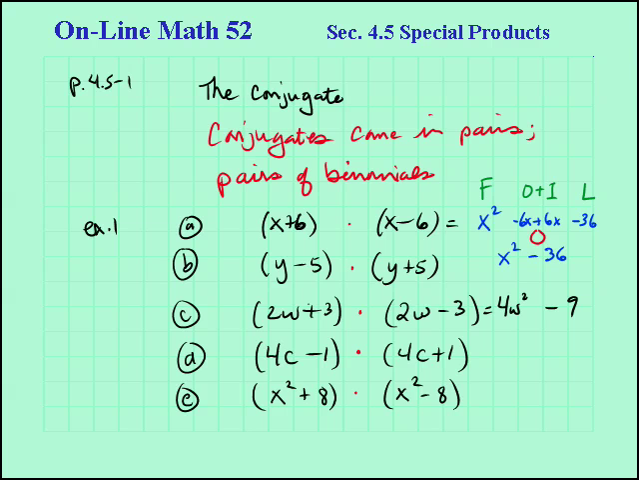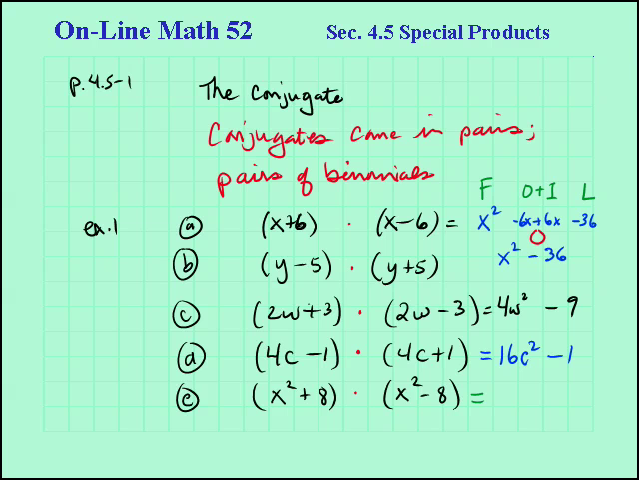Let's do letter D. Same way. The firsts, that means 4c times 4c, 16c squared. Outer, 4c times 1 is a positive 4c. Negative 1 times 4c is a negative 4c. Think about it. Positive 4c and negative 4c. Positive 4 and negative 4 add to 0 again. And this is true every time you multiply conjugates. Of course, don't stop there. We've still got the last to do. Negative 1 times 1 is a minus 1.